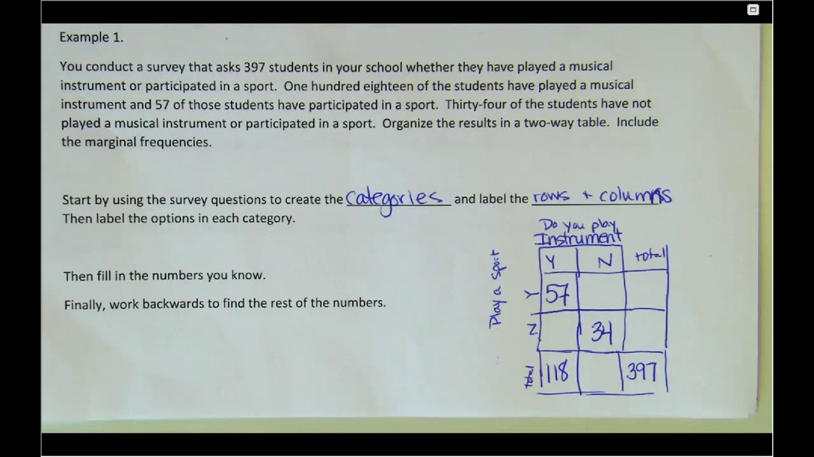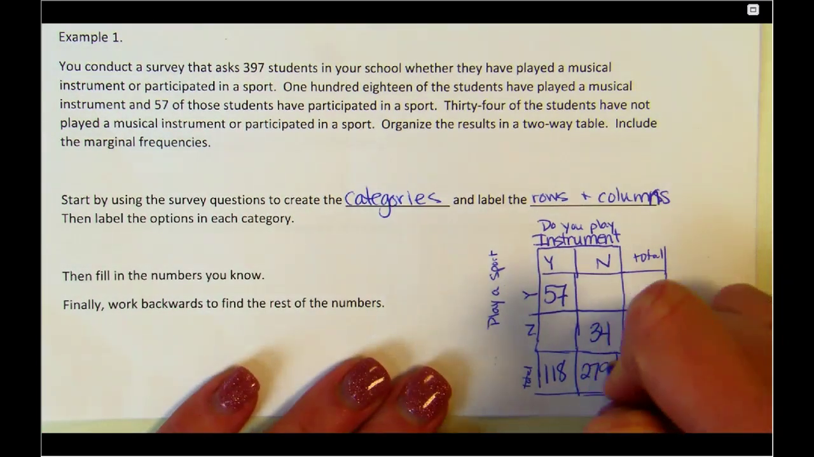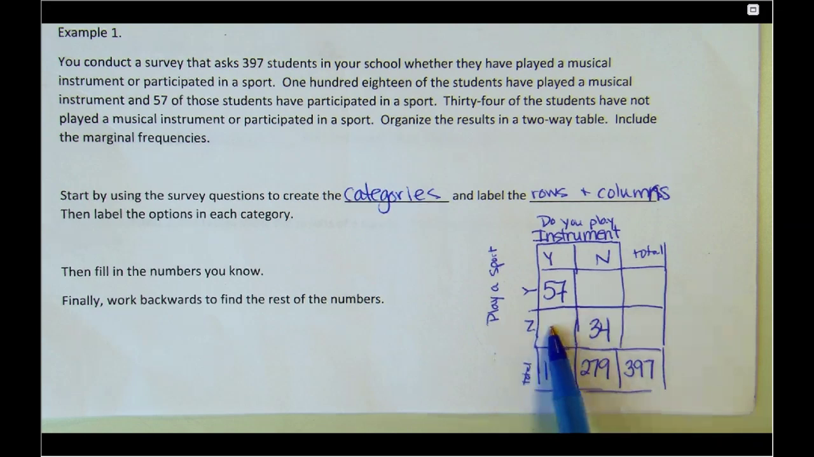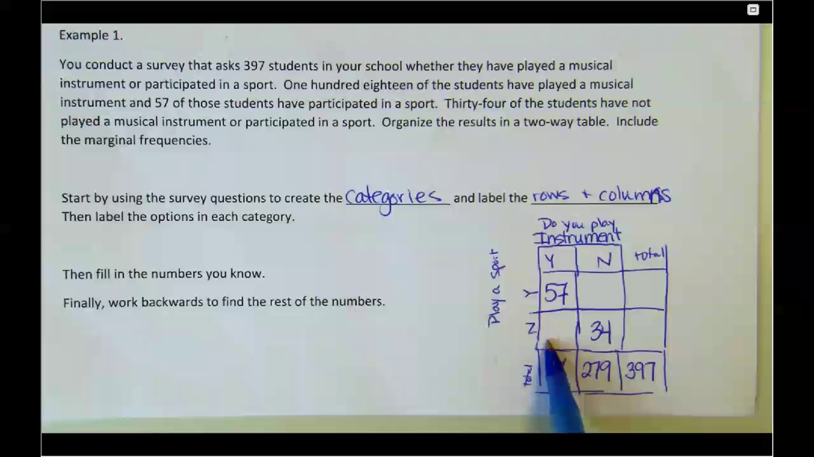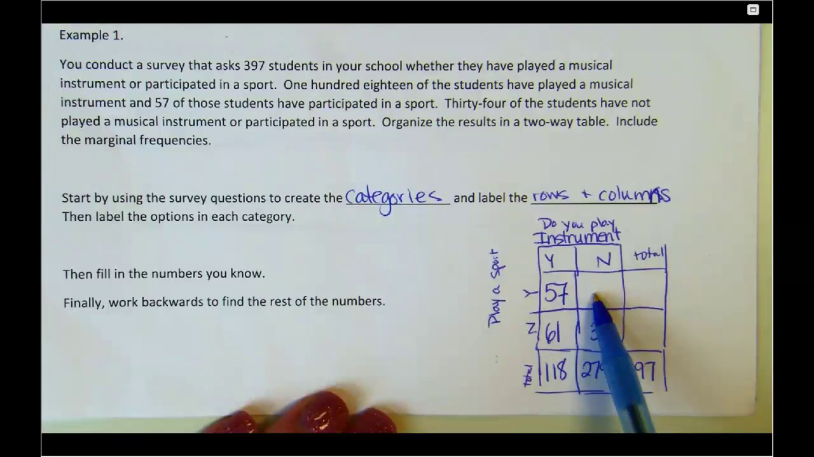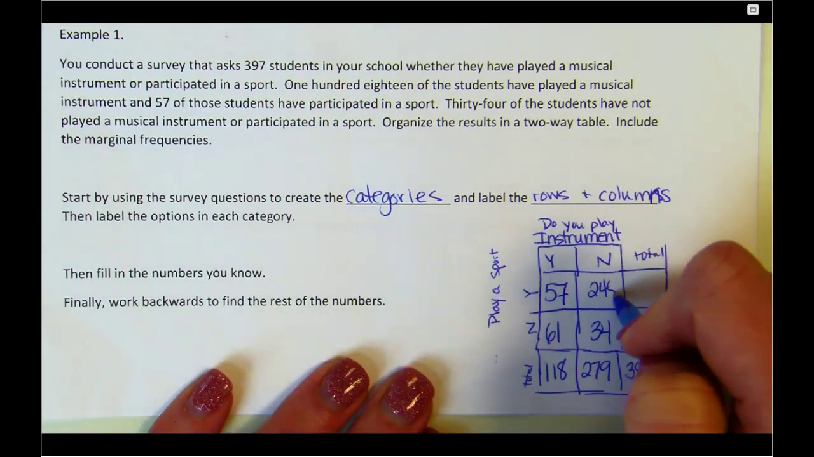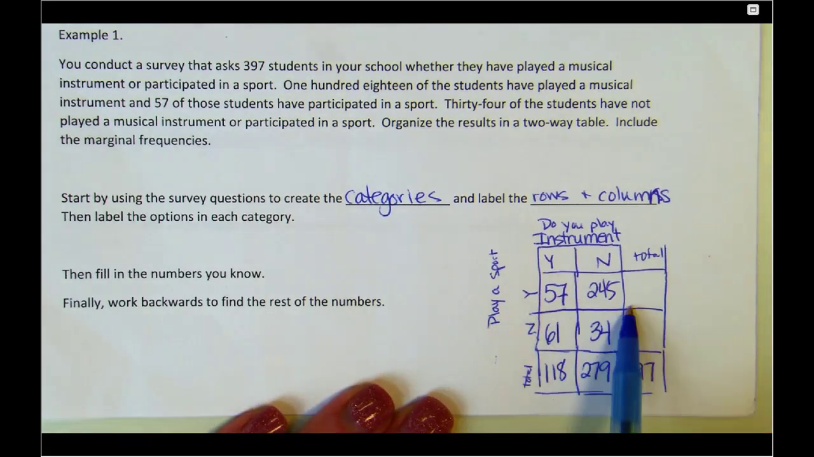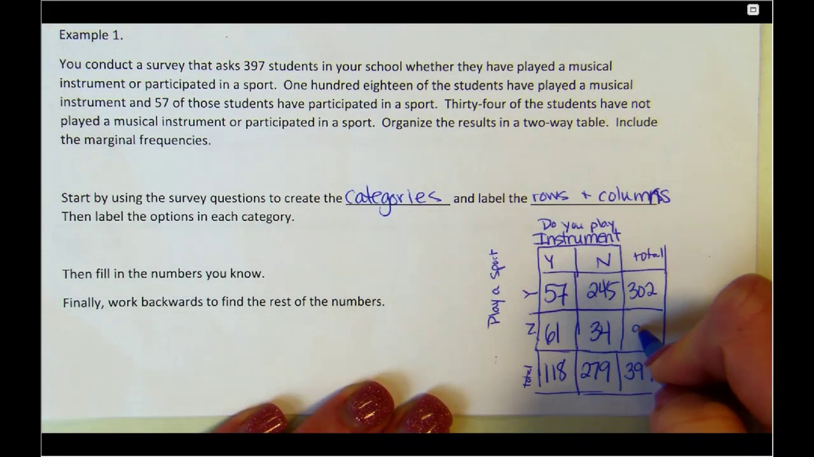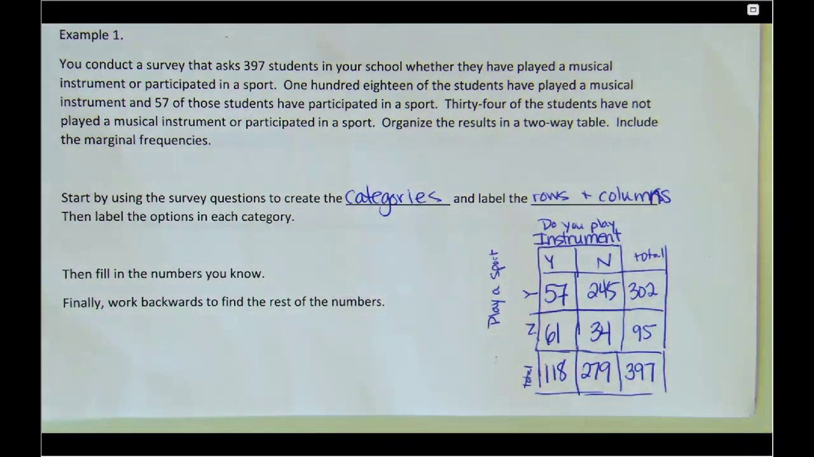I want to fill in the bottom middle. What do we get for the bottom middle? 279. We get that by subtracting 397 minus 118. Let's fill in this one. So this is the yes instrument, no sport. What do we get? 61. What goes up here? 245. And then I like to leave myself some addition. What's the top right? 2. And this guy? 95.